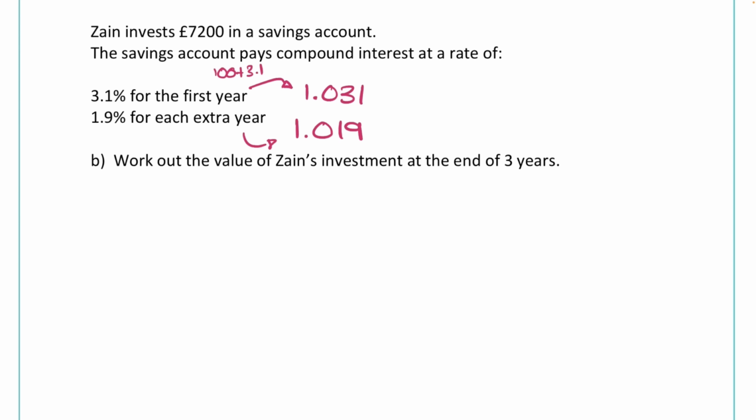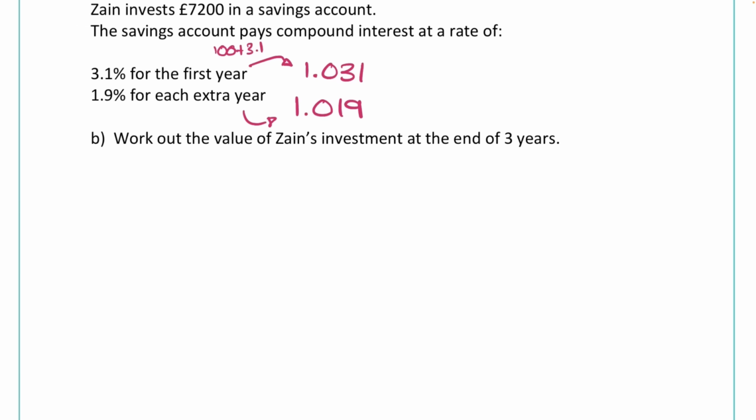Now, most of these multipliers do start with 1.0, and then it's just the percentage following that. Obviously, you just got to watch out. If it's in the tens, like 31%, it'd be 1.31. Just make sure you know your multipliers really well. So in the first year, we are going to get 3.1%, so we would times by 1.031 for the first year. For every extra year, we get 1.9%.